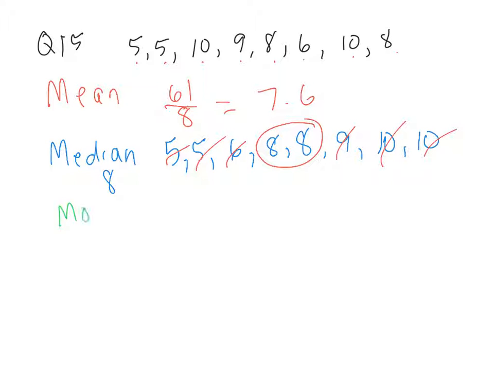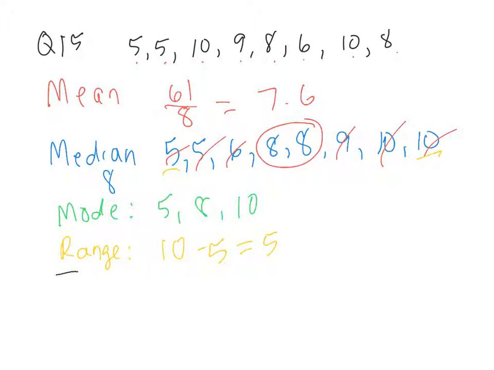The mode, what appears the most, we have 2 5s, we have 2 8s, and 2 10s, so all three are the mode. Range, subtract the smallest from the largest. 10 minus 5 is 5.